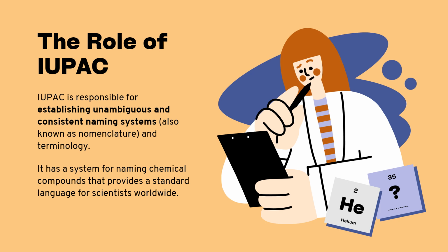So the role of IUPAC is responsible for establishing unambiguous and consistent naming systems, also known as nomenclature and terminology. It has a system for naming chemical compounds that provides a standard language for scientists worldwide.